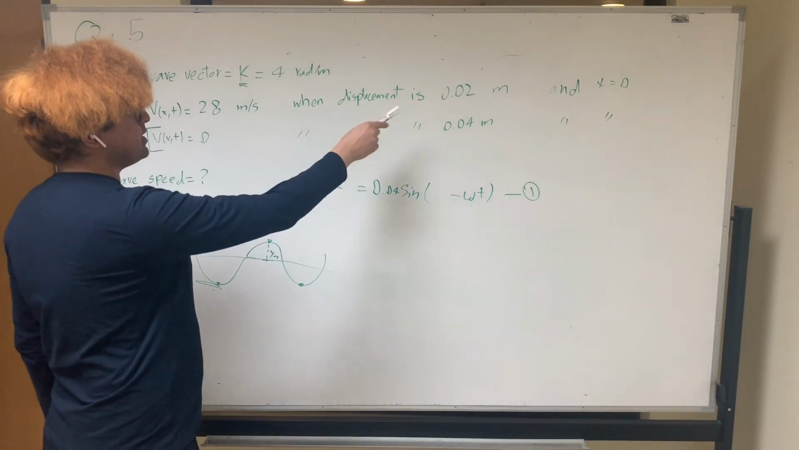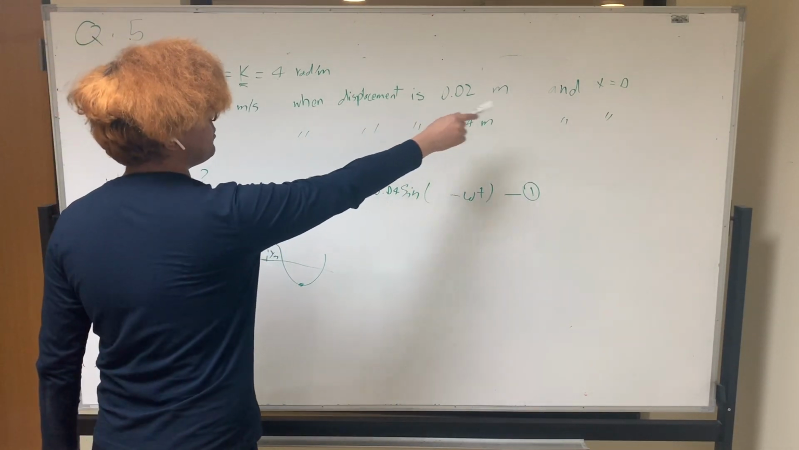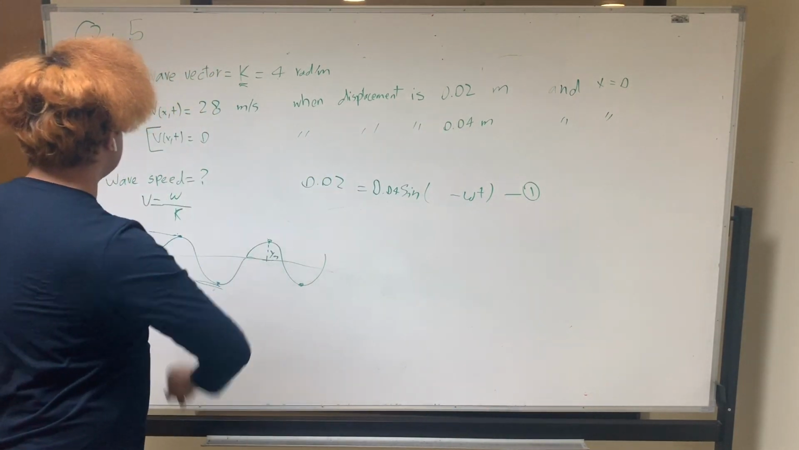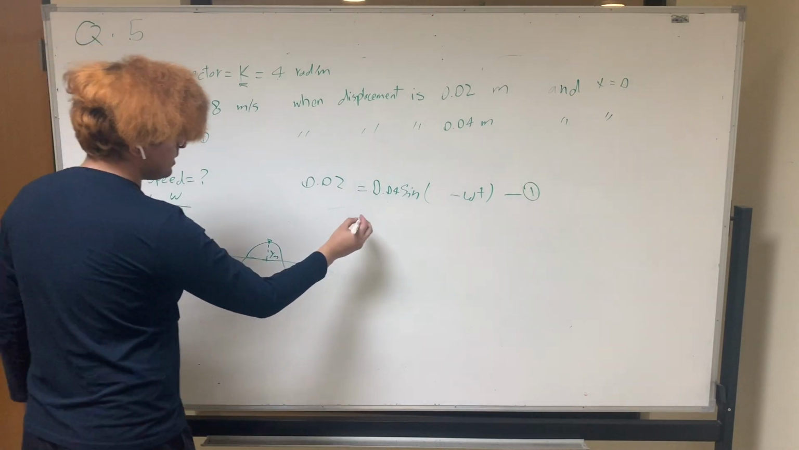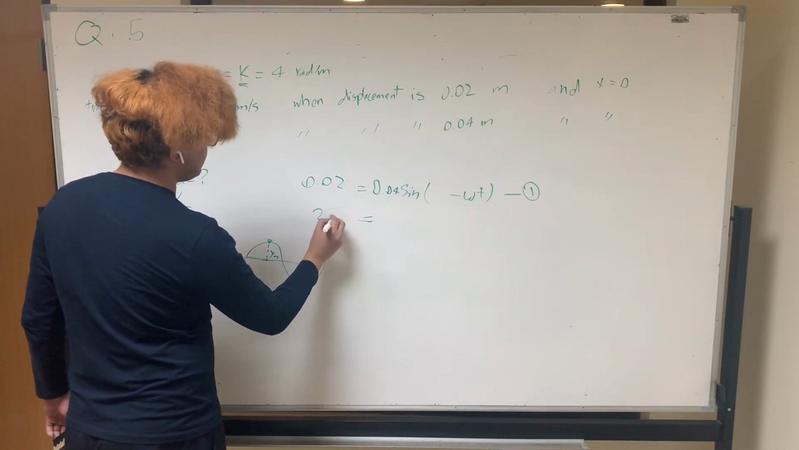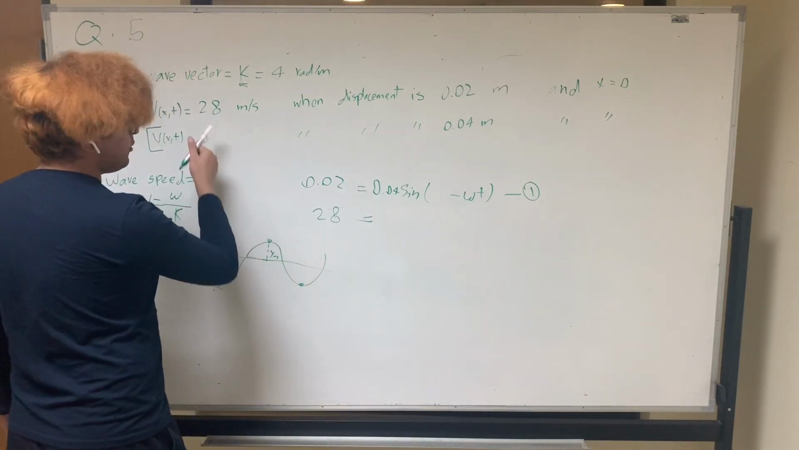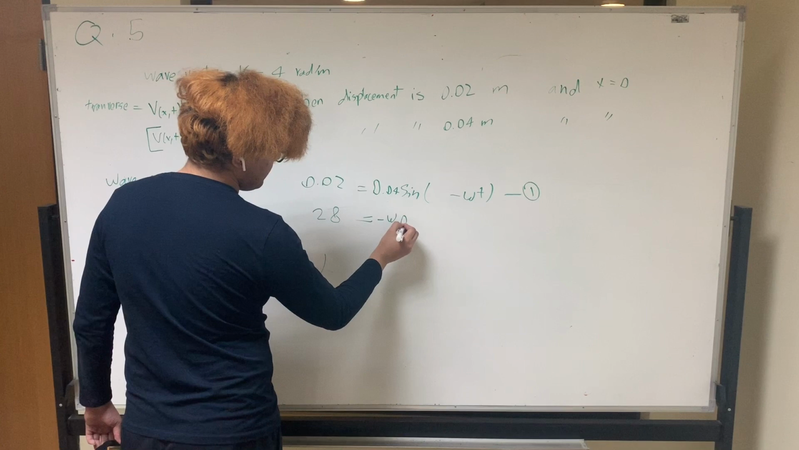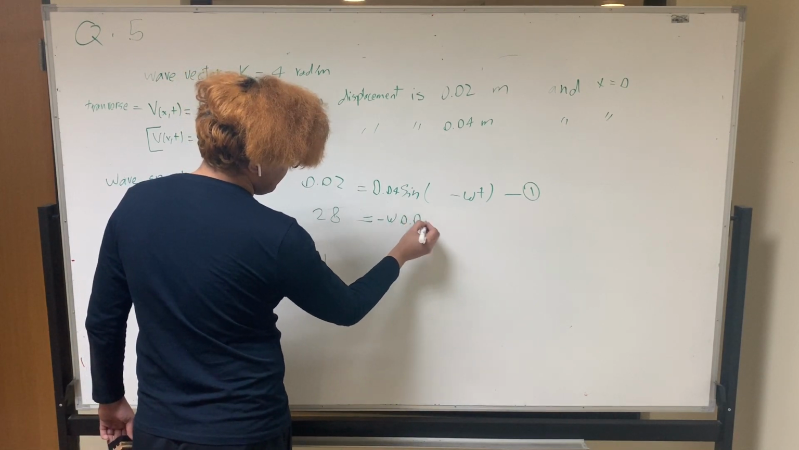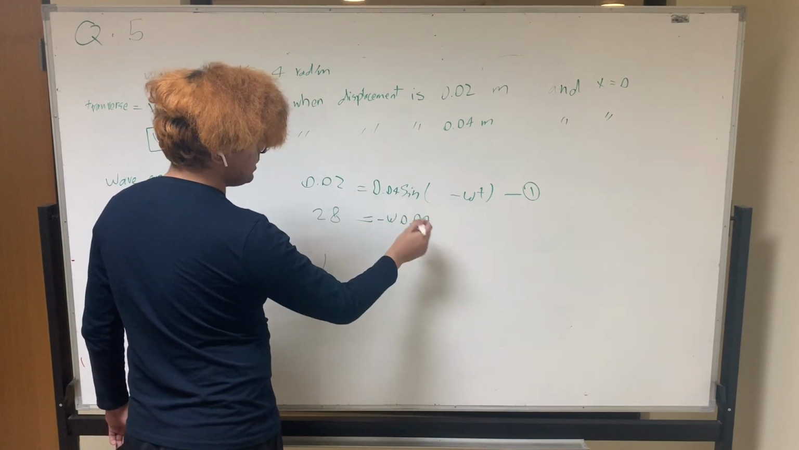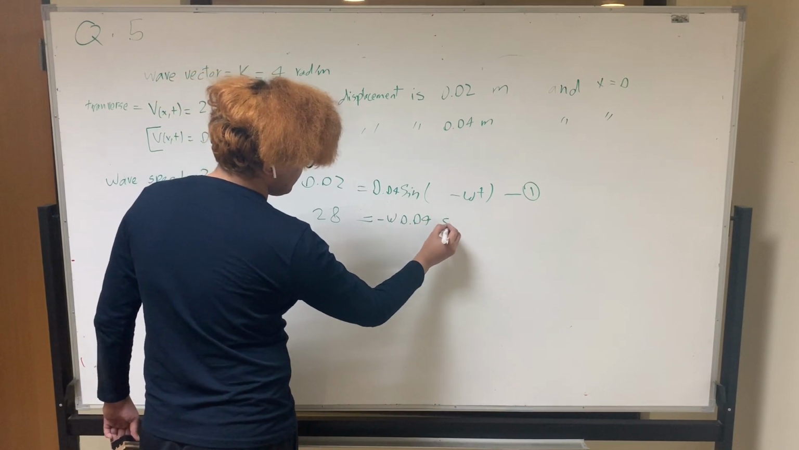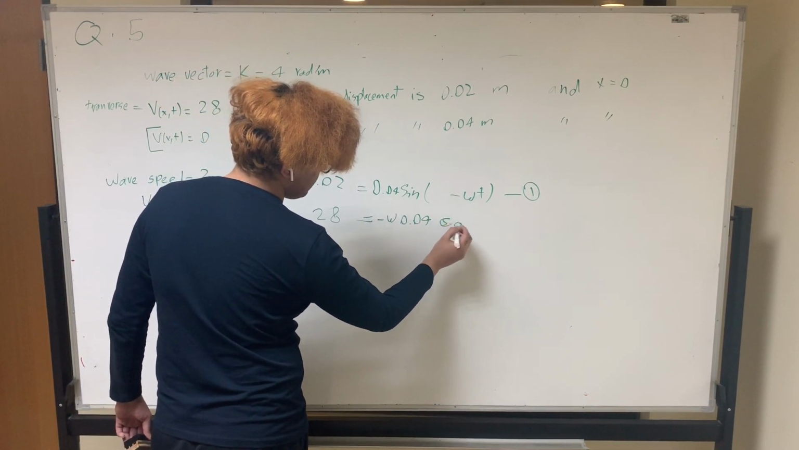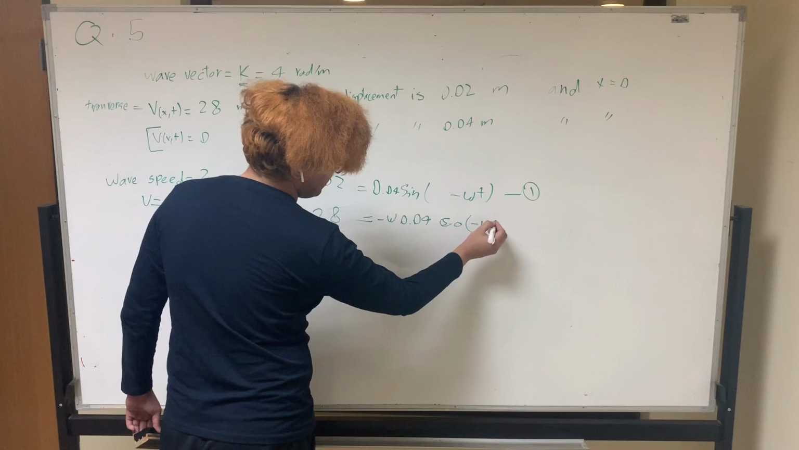So under these conditions, when the displacement is this value and when x is 0, the transverse velocity is equal to 28. And we know the equation of the transverse velocity is just the derivative of the displacement equation, cosine, negative omega t.